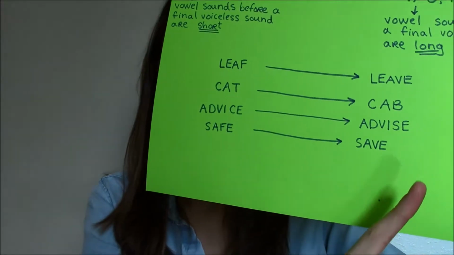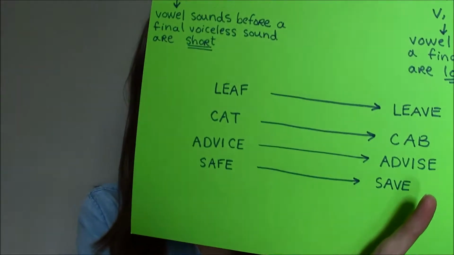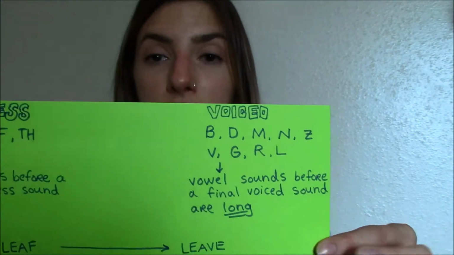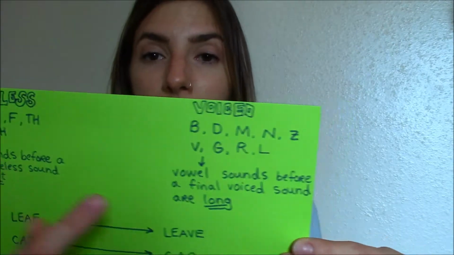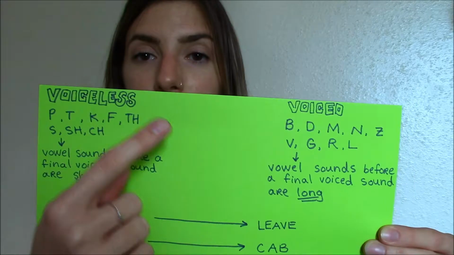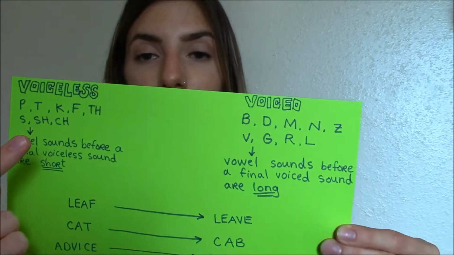Again, yes, it's the longer save instead of safe. So, the main thing, right, is to think of what's the final sound. Is it one of these sounds or is it one of these sounds? And that will tell us, do we say the vowel shorter or longer? So we'll do a little bit more practice recognizing these, and then you'll actually practice producing them some more.